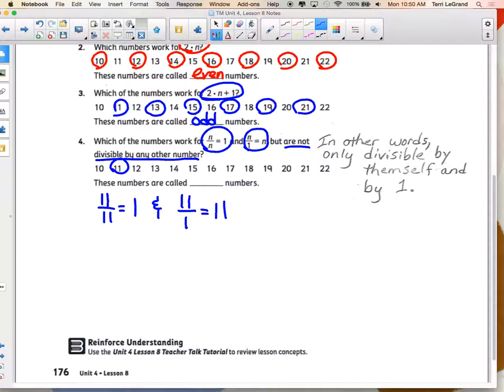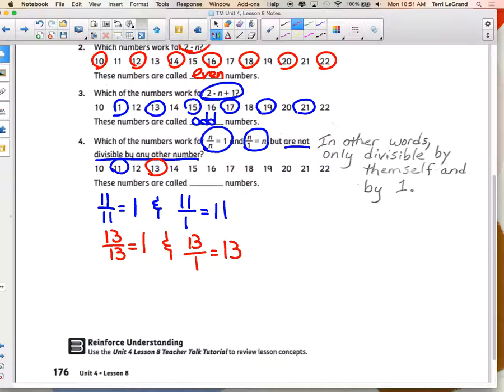Are there any others? What do you think, Sammy? 13, she says. Okay, she says 13 can be circled. So does 13 qualify? 13 divided by itself is 1. True, class? And 13 divided by 1 is 13 itself. True, class? We still have to check. Is there anything else that goes into 13 other than itself and 1? How about 3? No. 7? No? Okay.